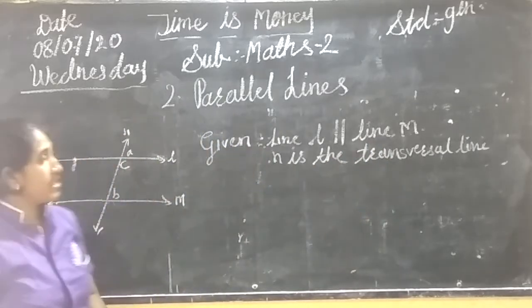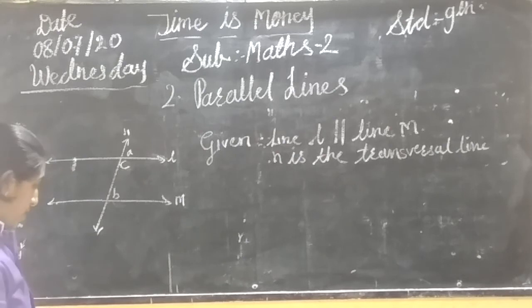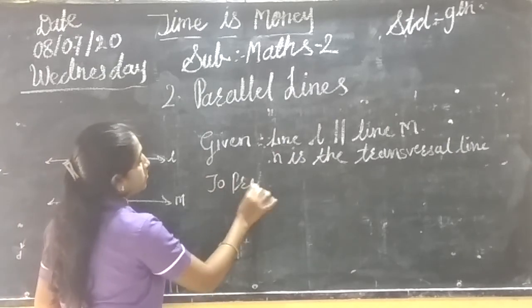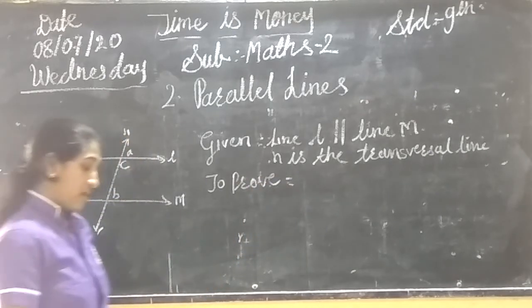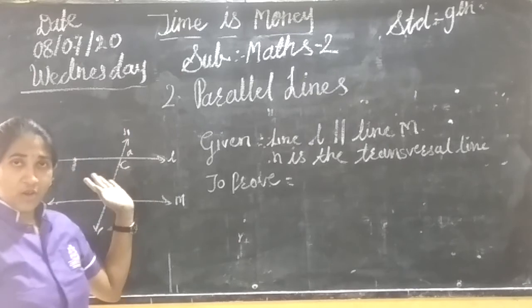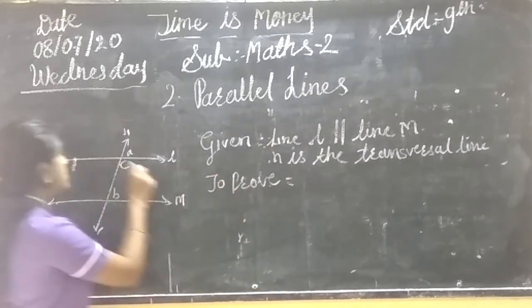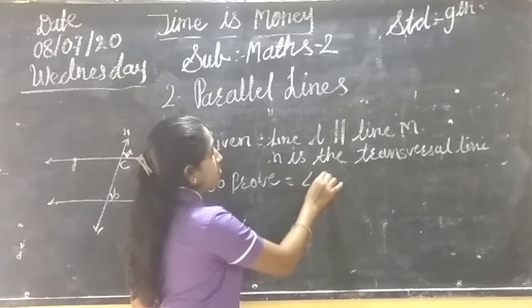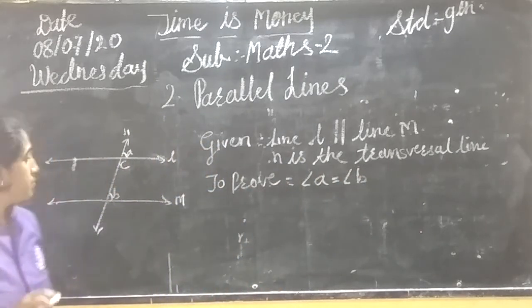Okay. Then next, given is done. Now what do we have to prove? That we have to write. That is what we have to prove. To prove: what is the question given? That the corresponding angles are of equal measurement. So which are the corresponding angles? Angle A and angle B. That means both their measurements are the same. That we have to prove.